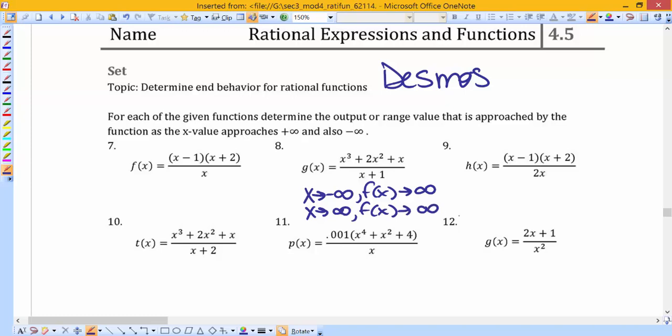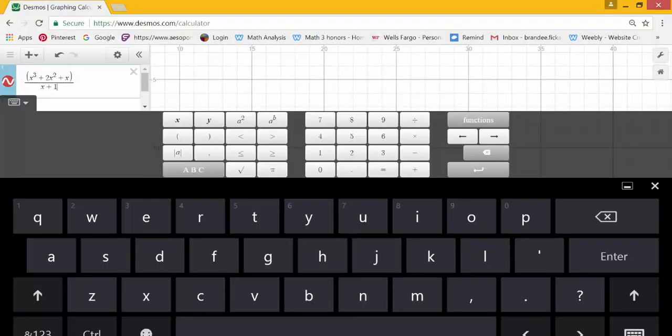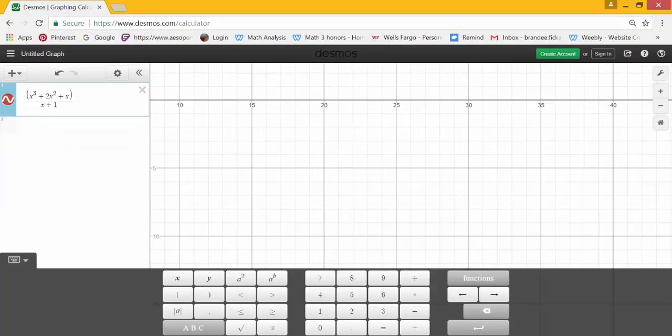If I look at 10, actually, let me show you guys the graph of 10. 10 has the exact same numerator as 8. The only difference is nothing is going to cancel. So I'm going to change that denominator from an x plus 1 to an x plus 2.